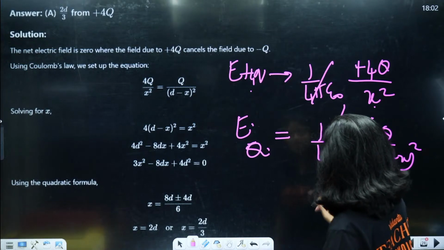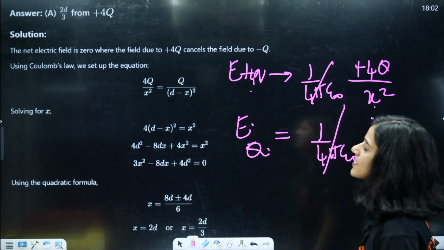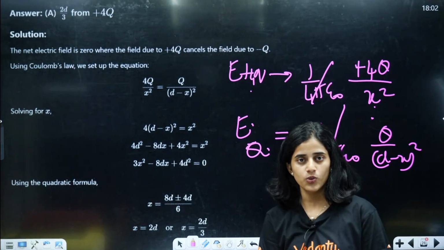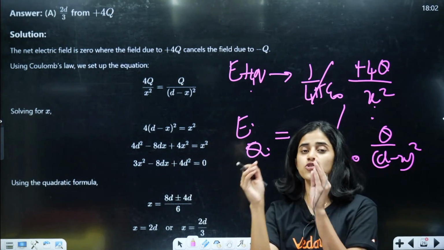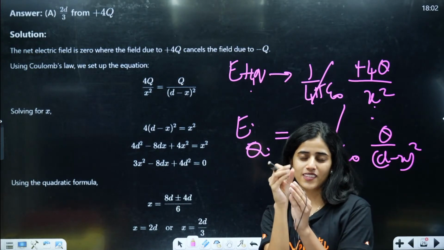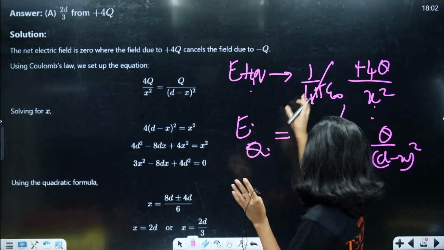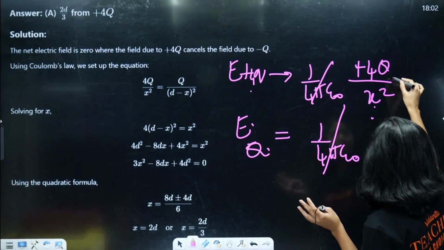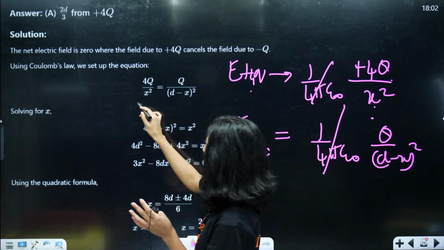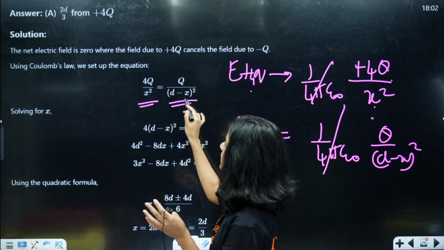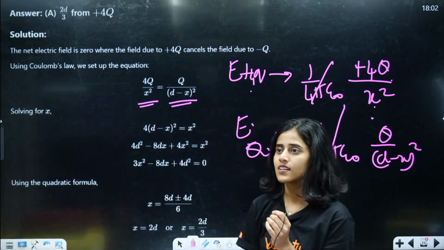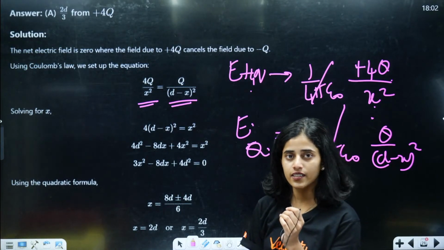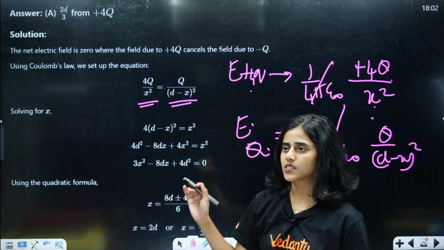Now since both of these are the same, I will just cancel them out. Now we have to find out the point where the electric field is 0. That means the electric field from both the sides should be the same at that particular point. That's how it becomes 0. So both of these have to be equal at that point, and we will equate these two. So that's how you get 4q by x square is equal to q by d minus x square. Is that clear? Now it's just basic math.